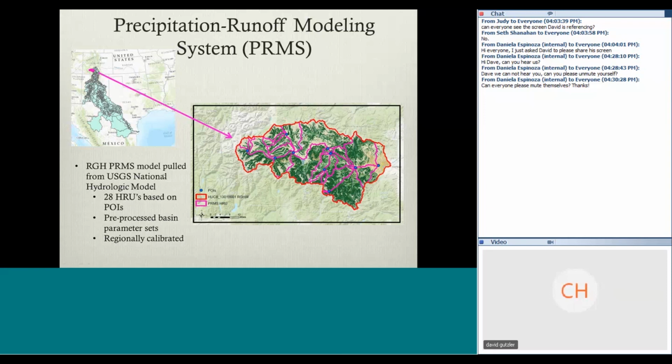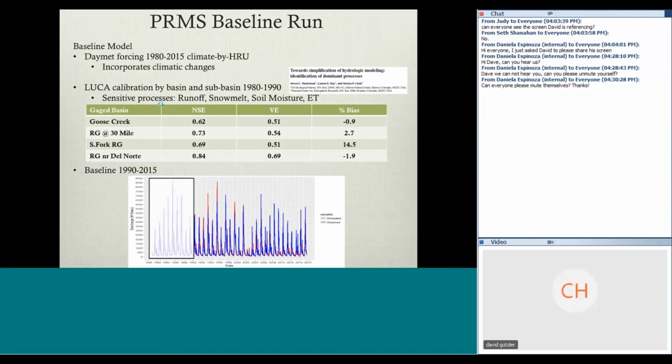The model, as part of this national hydrologic model, is regionally calibrated, but as you can imagine, regionally calibrating for the whole Rio Grande might miss some of the measurement marks that we'd want to hit in the headwater areas. So using the National Hydrologic Model as a baseline, we did a further calibration using the DayMet forcing product from 1980 to 2015, and that incorporates some of those climatic changes that the previous presentation highlighted.